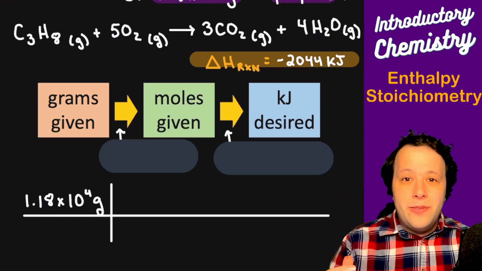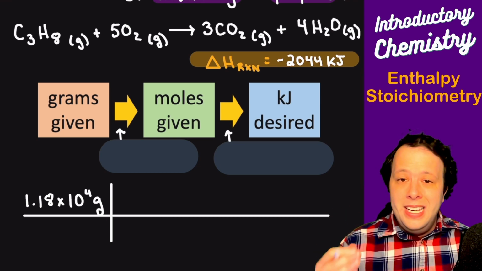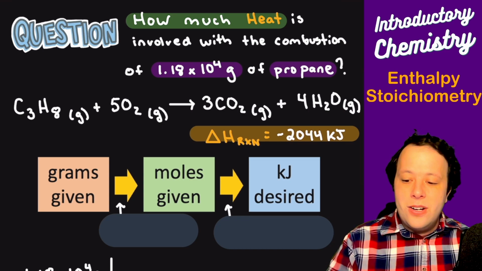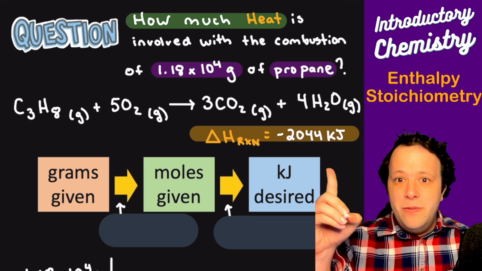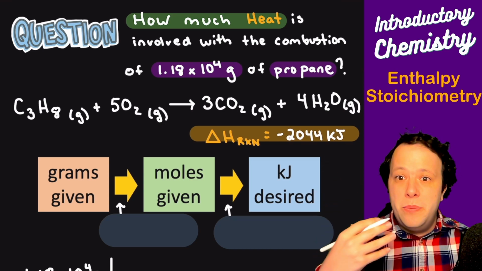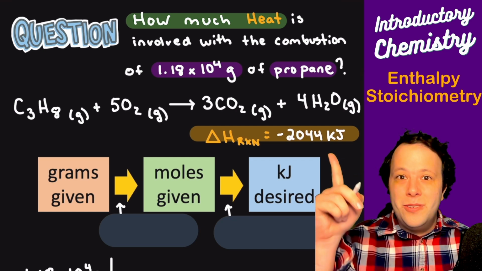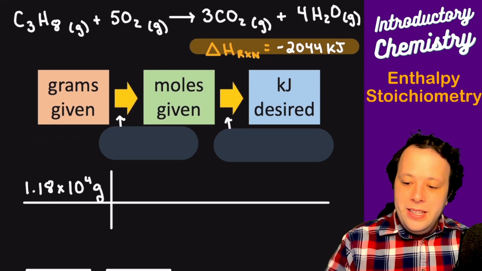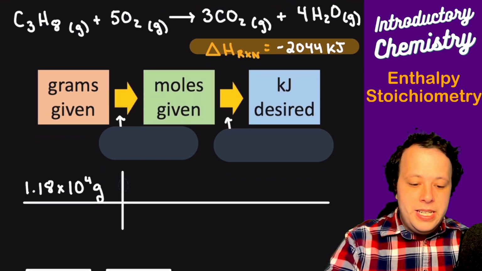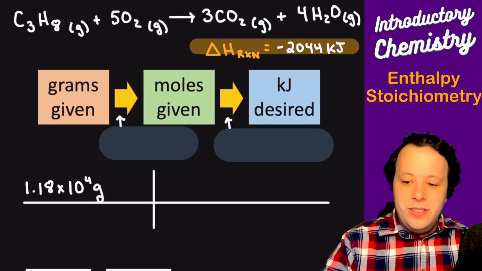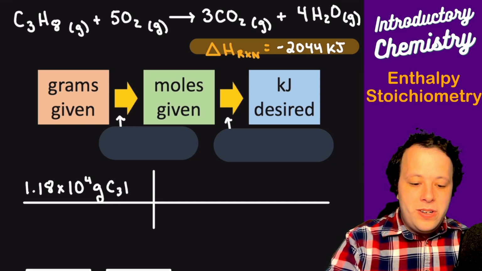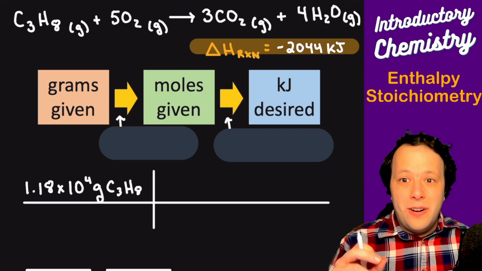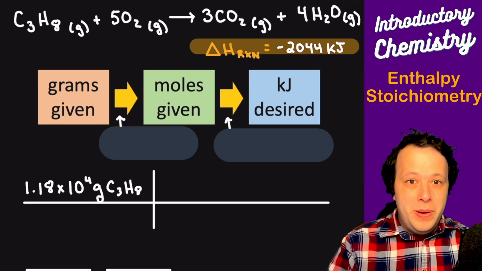So what we need to first do is cancel out grams and get it to moles, because what we need to use is our enthalpy value, right? Which was kilojoules per mole, right? We can relate that to our chemical equation. So being that this first part is grams and it's grams of propane, we should label that. What we are going to do is essentially cancel this out with our molar mass of propane.